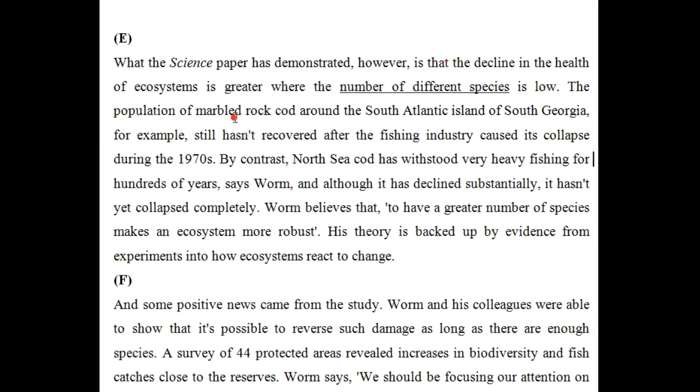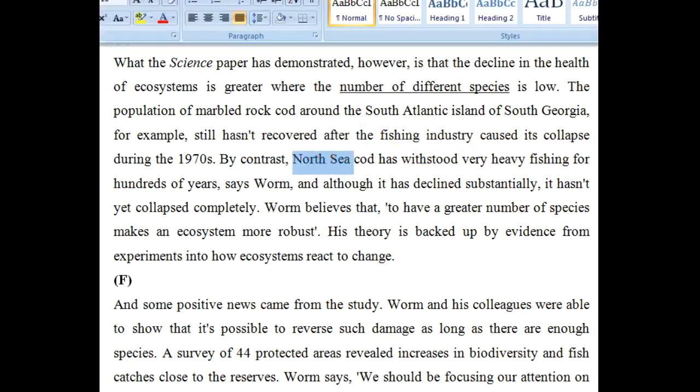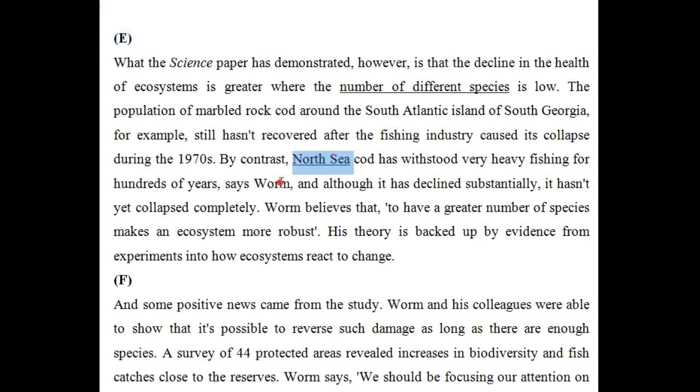So there is a place, South Georgia, for example, that still has not recovered after the fishing industry caused its collapse during the 70s. Okay, so they're talking about the opposite one. It doesn't help, actually. Then they say, by contrast, the North Sea, again another name, has withstood very heavy fishing. Okay, so this one is positive perhaps. So North Sea can be the place, but I have to say how biodiversity helped it.